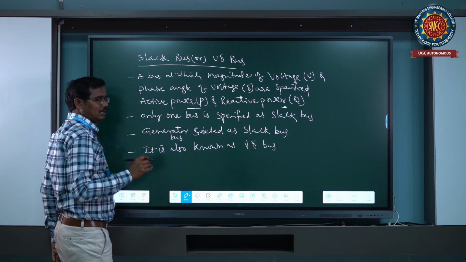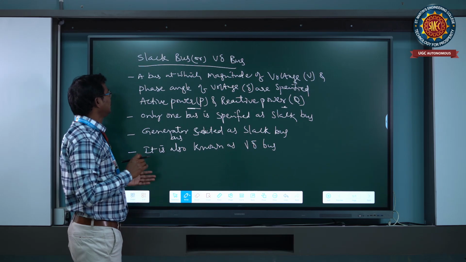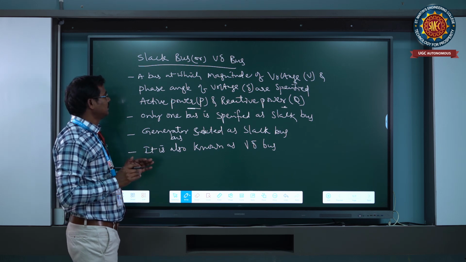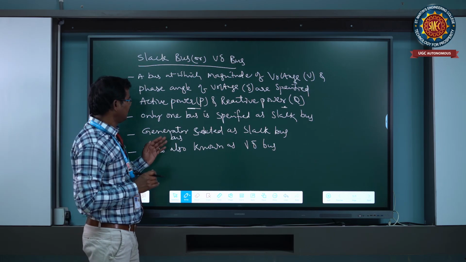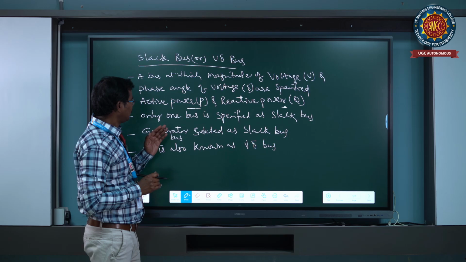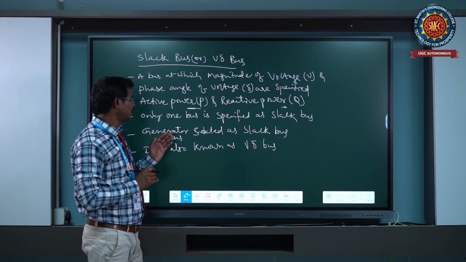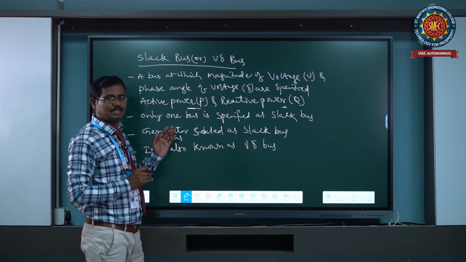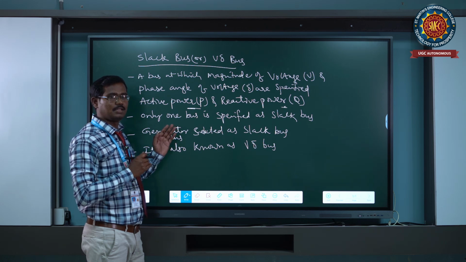Okay, these are the three classifications of buses. The buses are classified into three types: first one is a load bus, second one is a generator bus, third one is a slack bus. This is the brief introduction to the classification of buses. It is useful to calculate the quantities in the power system. Two quantities are specified, and the other two quantities are not specified, so we can determine the other two quantities.